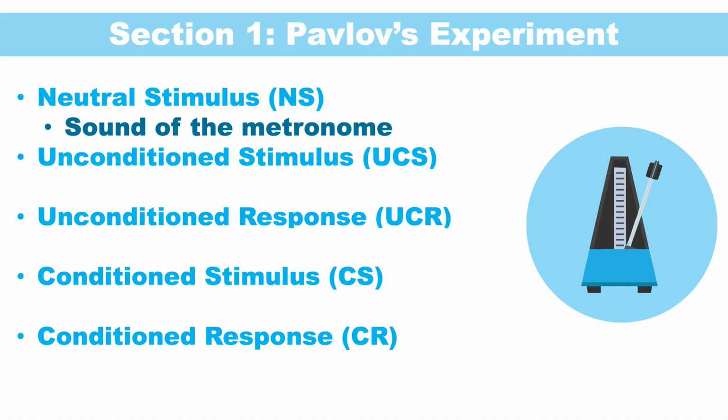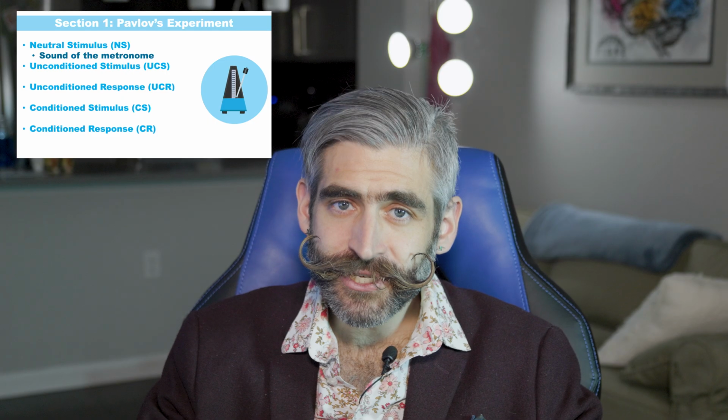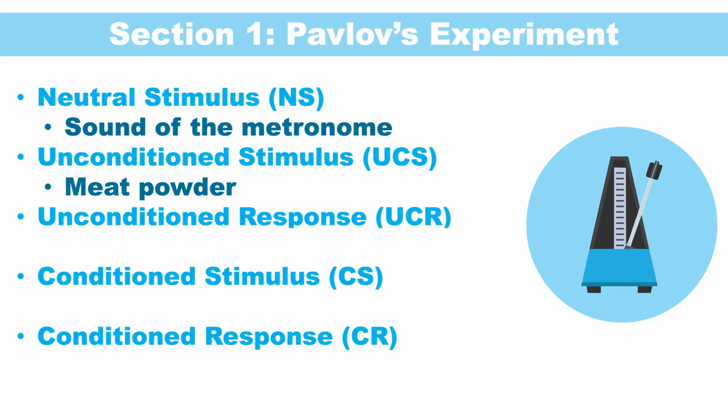The neutral stimulus in Pavlov's experiment started as the sound of the metronome because before the pairing, it didn't cause salivation. It was just neutral. The unconditioned stimulus was the food, or in this case, meat powder. Now, the meat powder naturally caused salivation without any learning. The unconditioned response was the dog's salivation. In response to the meat powder, the dog would salivate automatically and in a way that was unlearned.